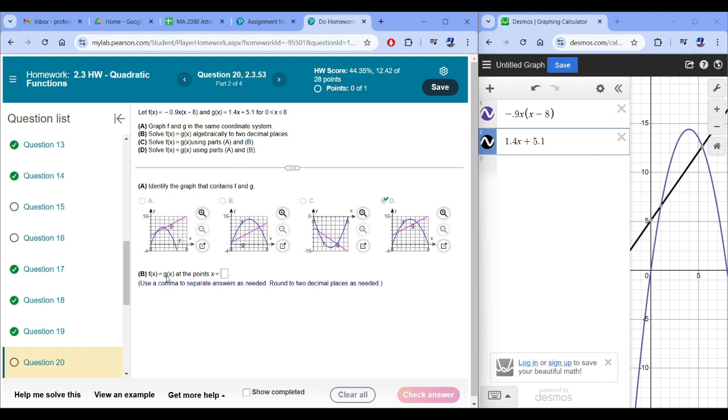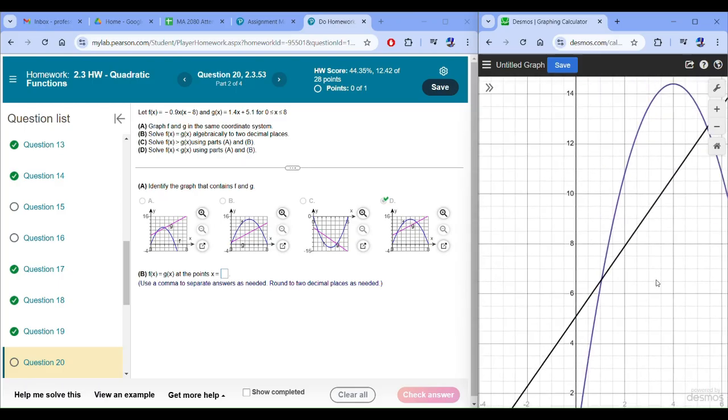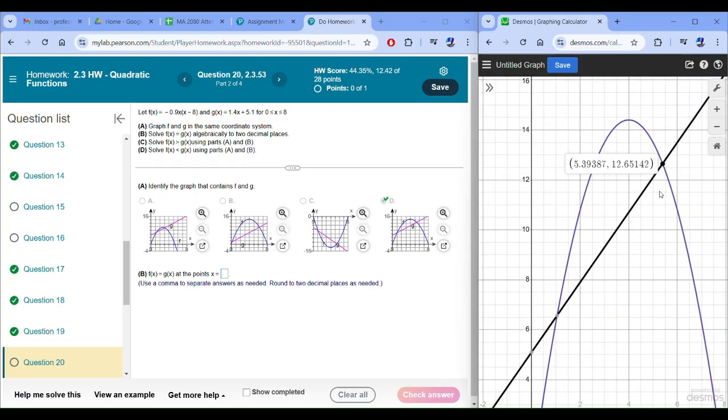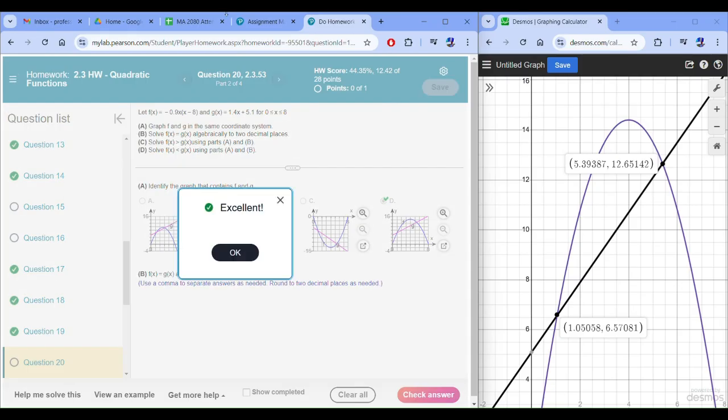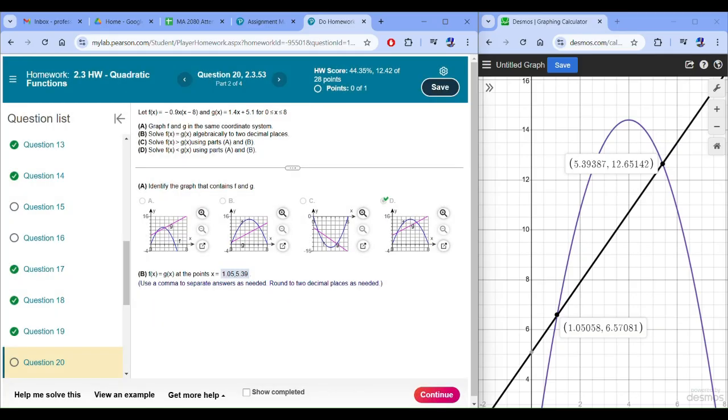I'm assuming f of x equals g of x at the points there and there. So not ideal because they're decimals, but we can get them literally by clicking there and by clicking there. So my round to 2 decimal places, 1.05, comma 5.39. Those are my two solutions.